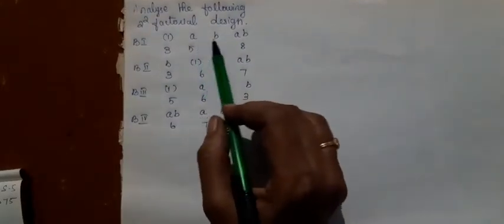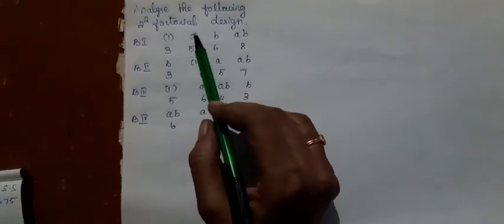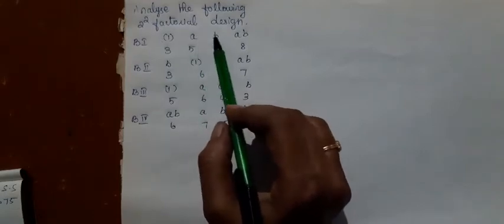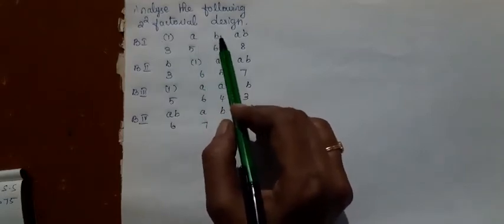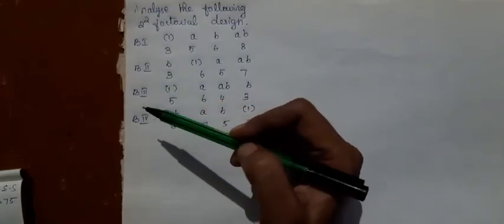Students, in this video, we are going to discuss the analysis of 2 square factorial design. Two treatments A and B are involved in this problem. Both A and B are in the second level. A and B are in the first level. A is in the second level and B is in the first level. And A is in the first level, B is in the second level. So, the problem is given and each treatment combination is repeated 4 times, 4 blocks are there.